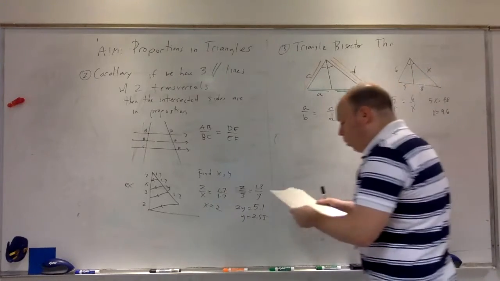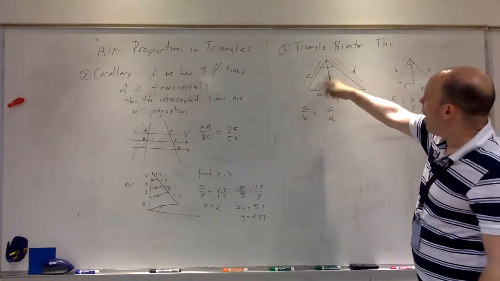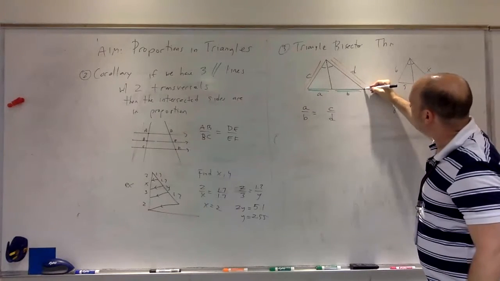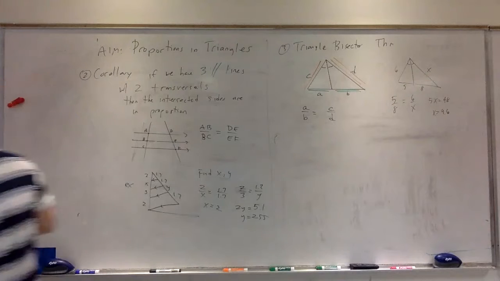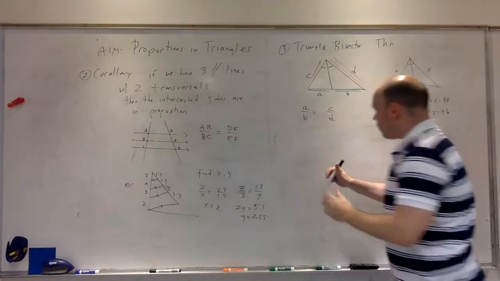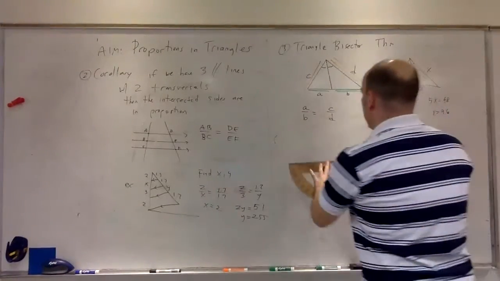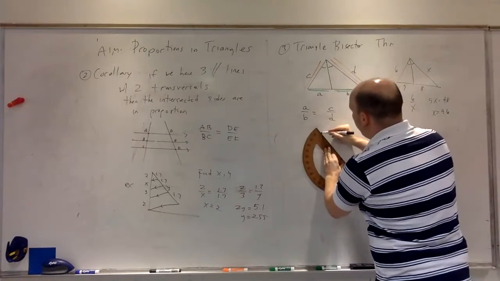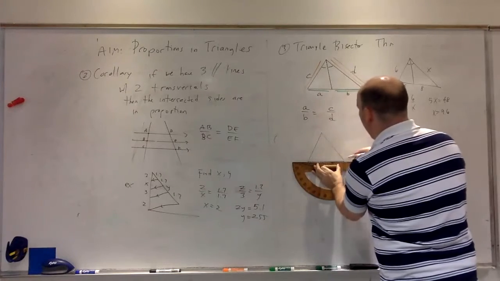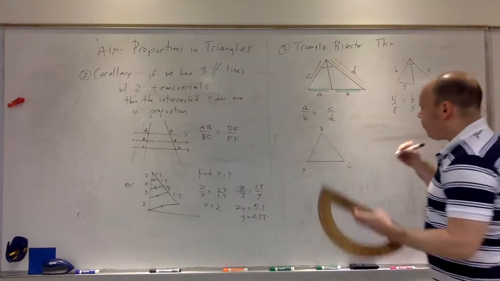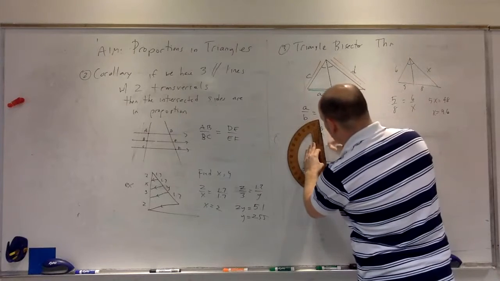How is that true? Well, what's the proof? So we have a triangle, right? All we have is a triangle. What we're going to do is we're going to construct... The proof goes something like this. You're going to draw your triangle. Let's use this triangle. Okay. We have a triangle. Let's call it A. We're going to draw an angle bisector.